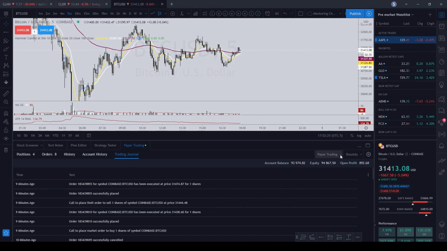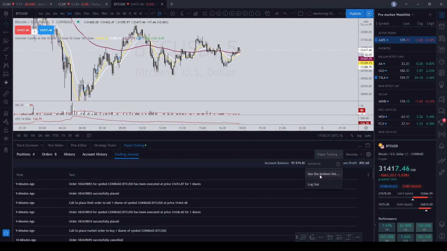Then you've got your paper trading tab right over here. So you click the arrow, it's going to open this little window right here, which gives you access to the broker list that can connect to TradingView. Now, there's only a few of them, none of which I use, so I don't use this option, but if you want to check it out, you can. And the next option is the log out button.